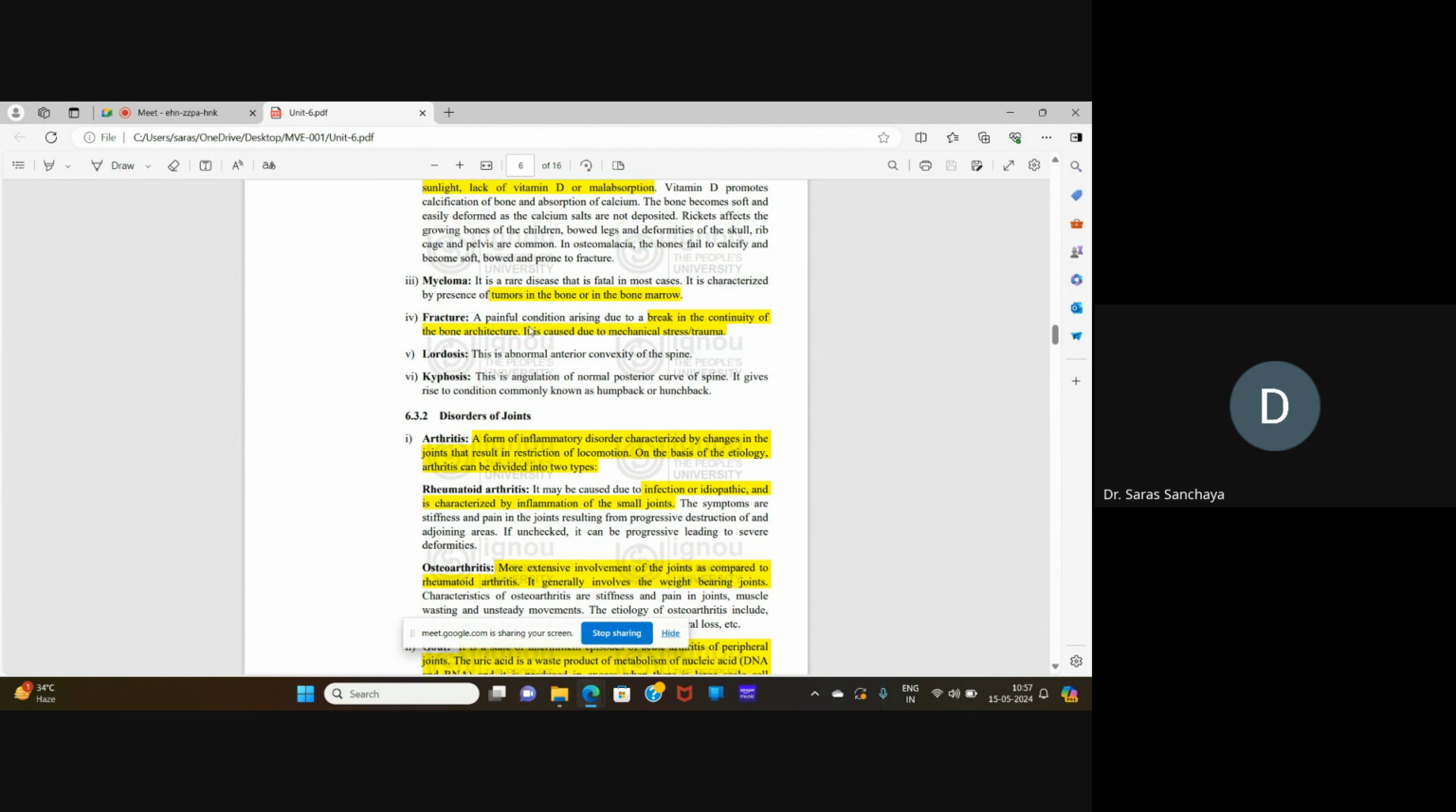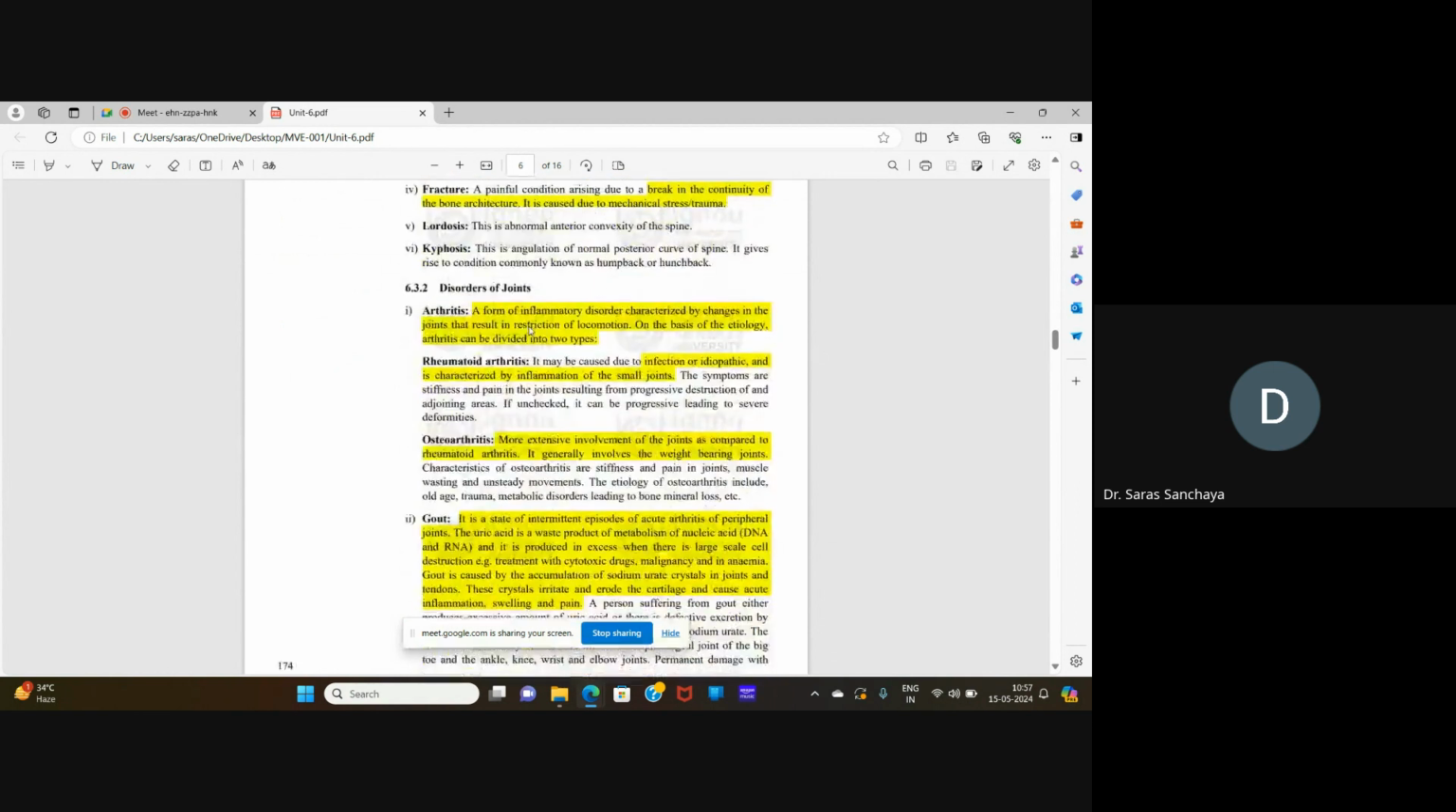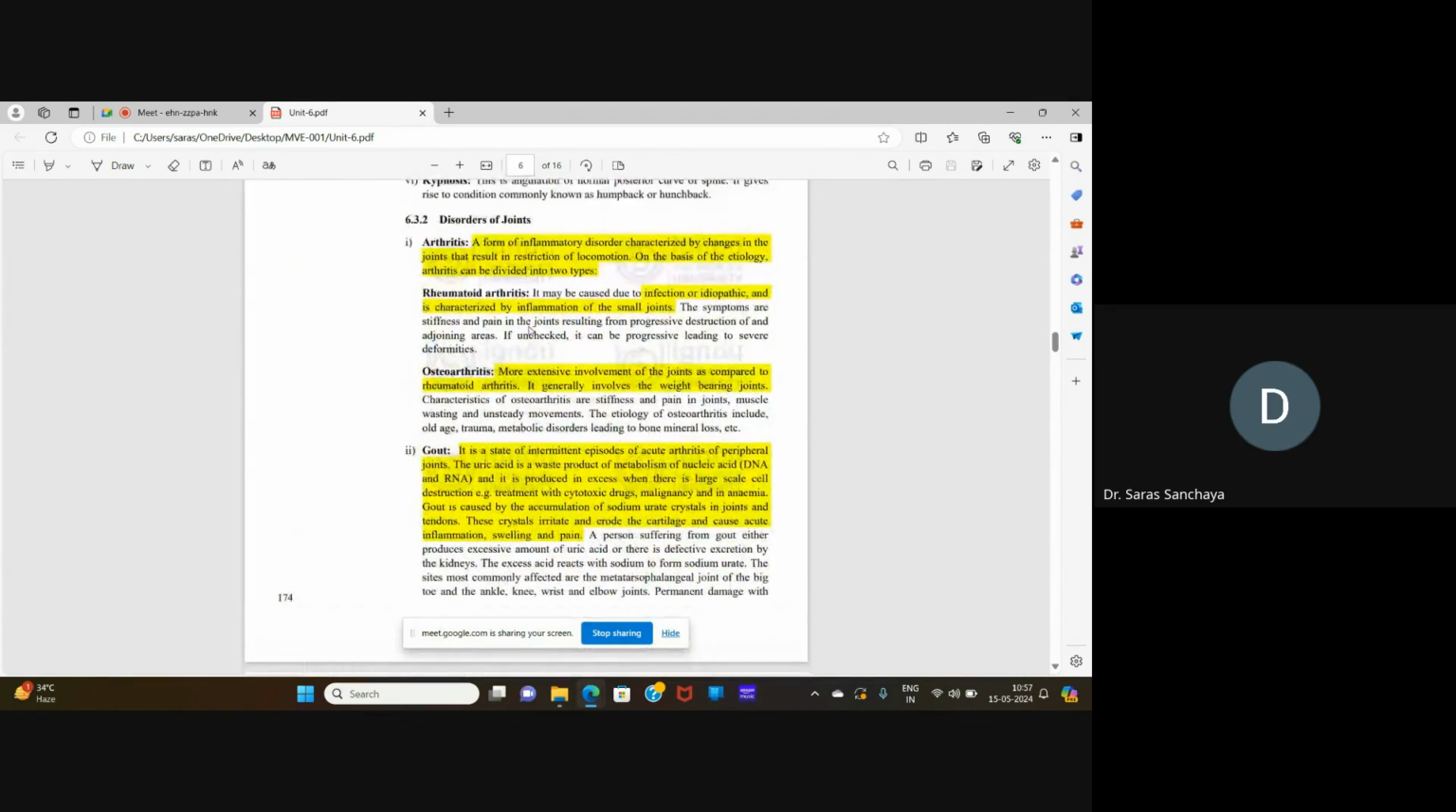Kyphosis. This is angulation of the normal posterior curve of the spine. It gives rise to a condition commonly known as humpback or hunchback. Now we come to disorders of joints. Arthritis, a form of inflammatory disorder characterized by changes in the joints that result in restriction of locomotion.